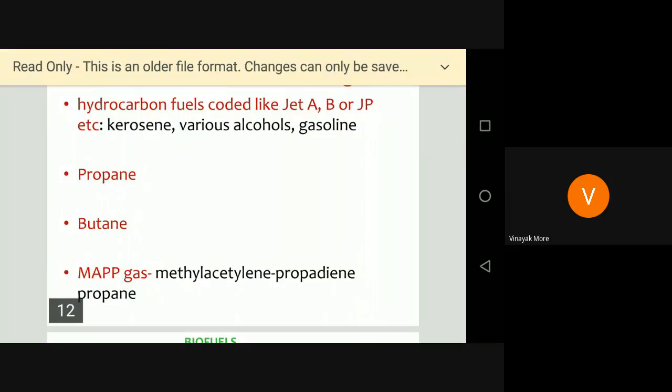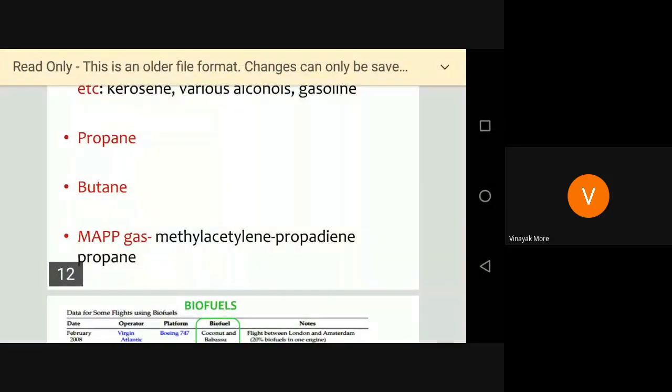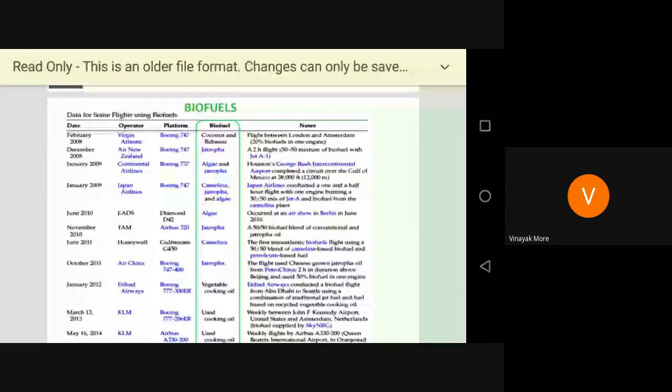Also we have propane, butane, and many times they call it MAP gas also, that is methyl acetylene, propadiene, and propane. Such gases will also be used. Storing the gas is very difficult, but they will go for liquid fuels most of the time. And also coming to the biofuels, how these biofuels are also helpful.